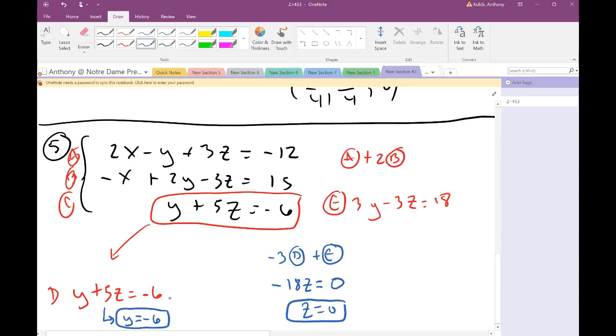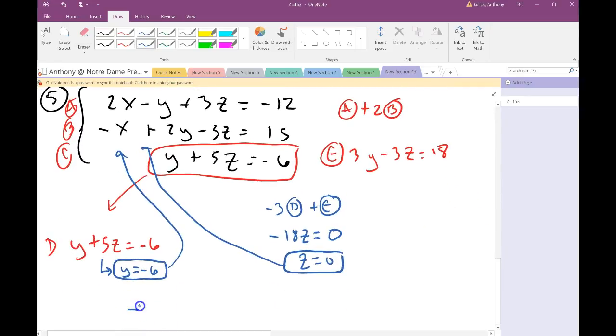And once I have that, I can go and plug it into, say, both of these into 2. And that's going to give me negative x minus 12 minus 0 equals 15.